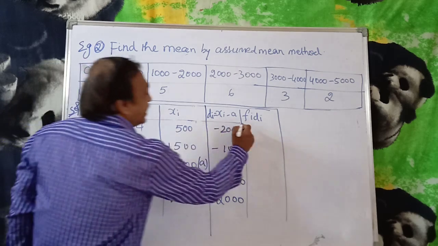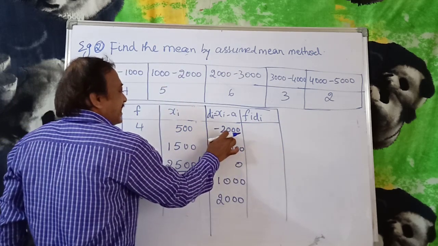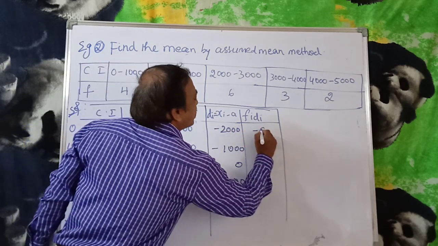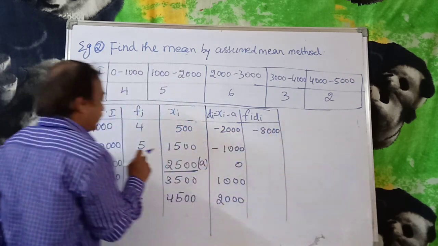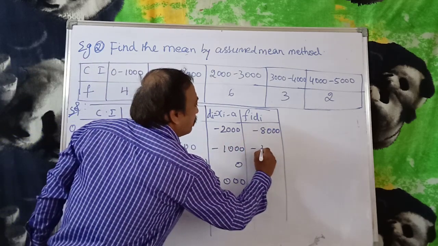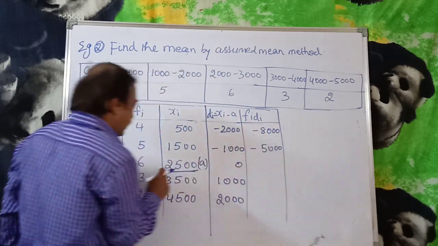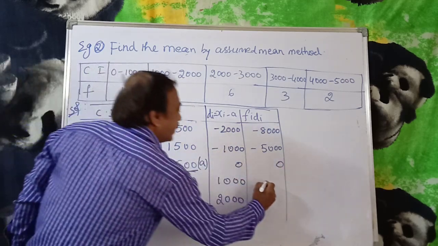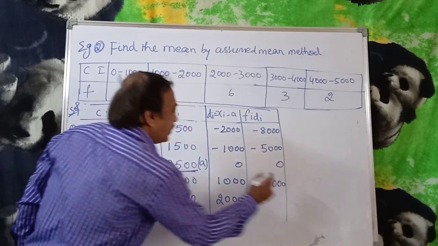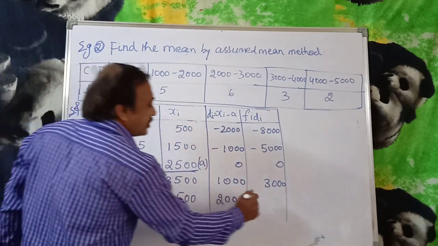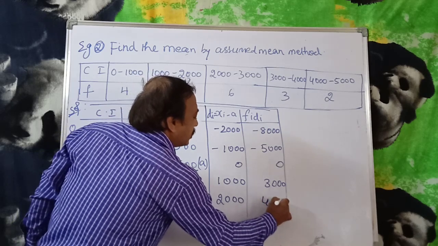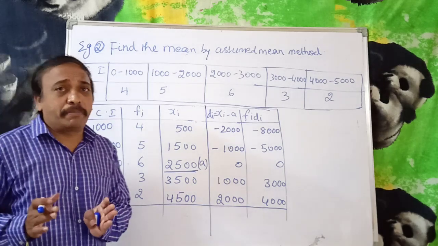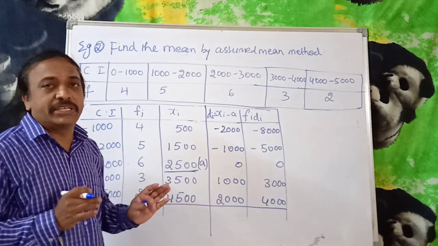Now fi di, this is the di value, this is fi. So 4 into minus 2000, so minus 8000. Then 5 into minus 1000, minus 5000. Then 6 into 0, 0. 3 into 1000, 3000. Observe it carefully. Then 2 into 2000 will give you 4000. For your better understanding, once again I am explaining to you.